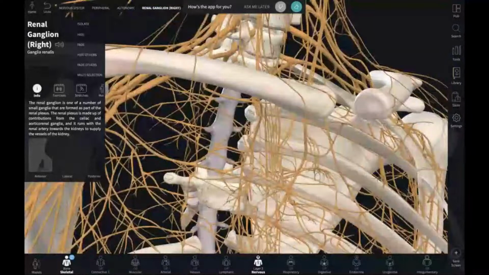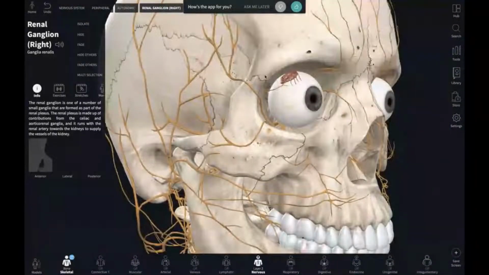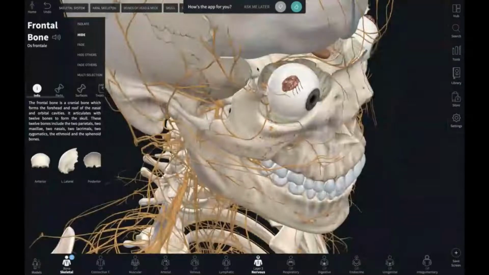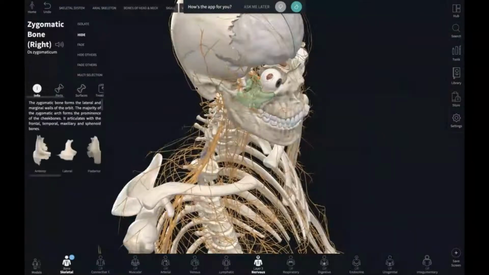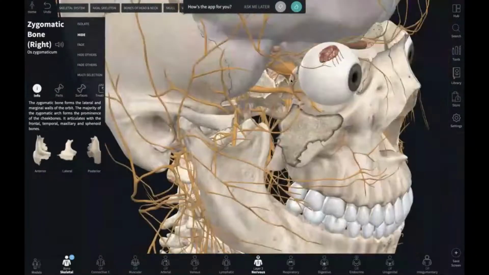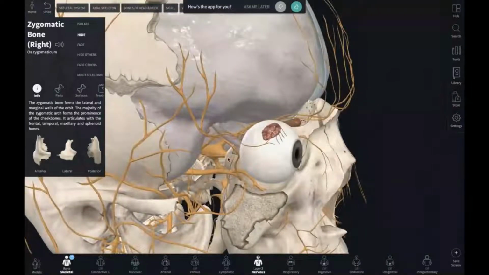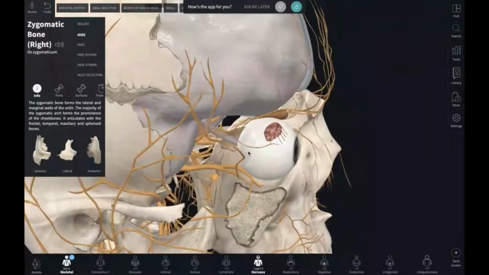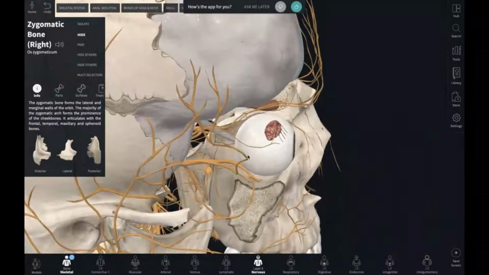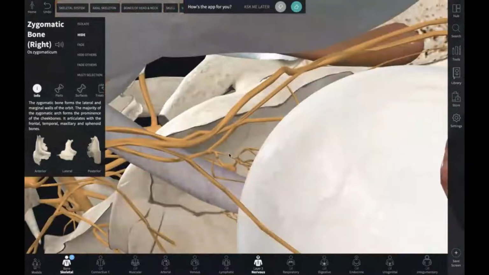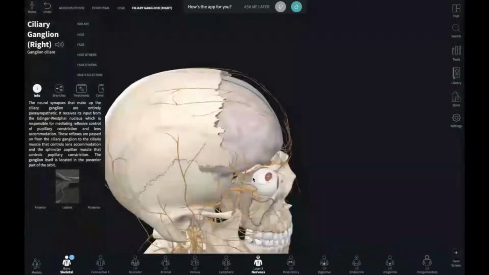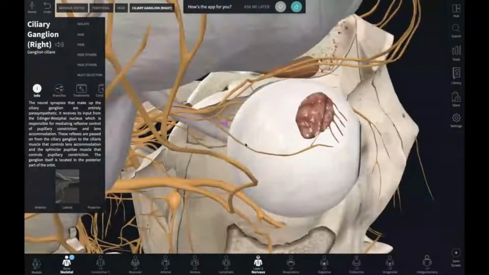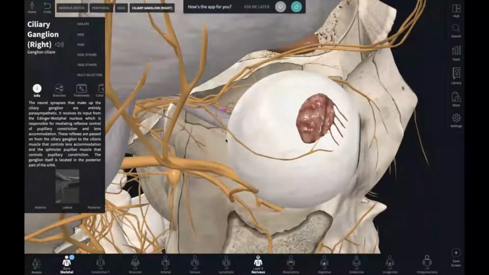Okay. Likewise, even for the parasympathetic nerve, if you see, this is a ciliary ganglion. This is a ciliary ganglion just in the posterior aspect of the eyeball, that is formed from the third cranial nerve, that is the oculomotor nerve.